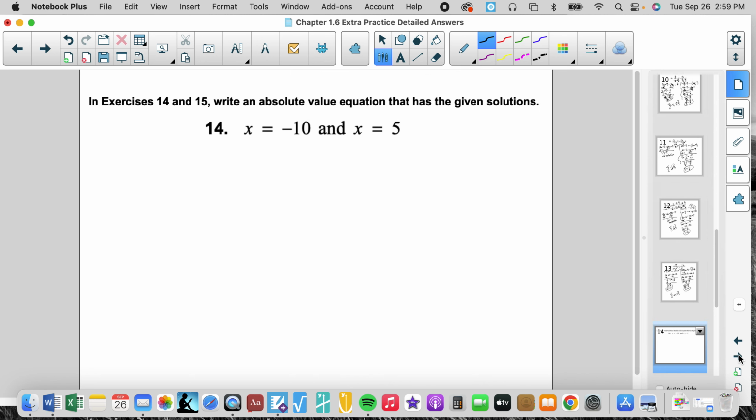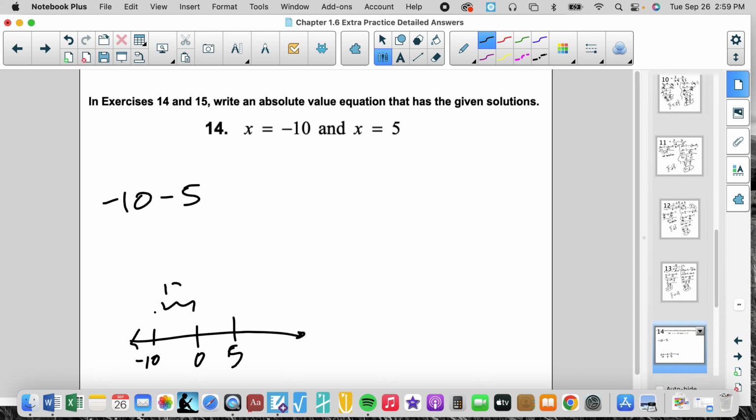Write an absolute value equation that has the given solutions. So this was crazy. This was super cool. So let's take the distance. If we want the distance between those numbers, we put it on a number line. We can maybe see it a little bit easier. If we want the distance between there, that's going to be 10 spaces. This is going to be 5. So -15. So the distance is going to be 15 between those. We're going to divide it by 2, and you get 7.5.